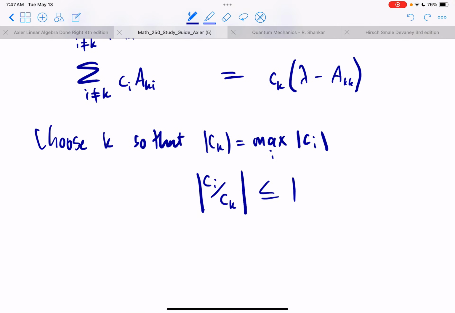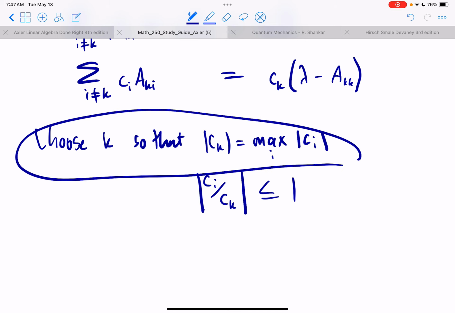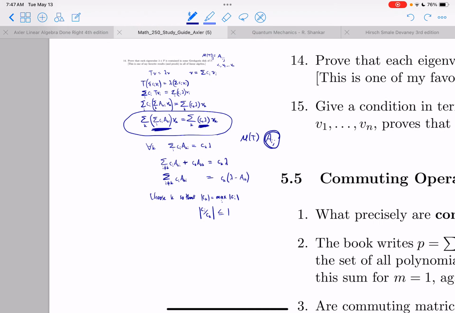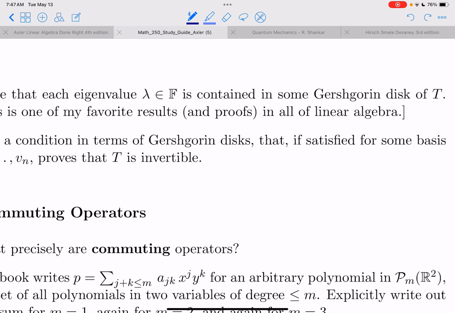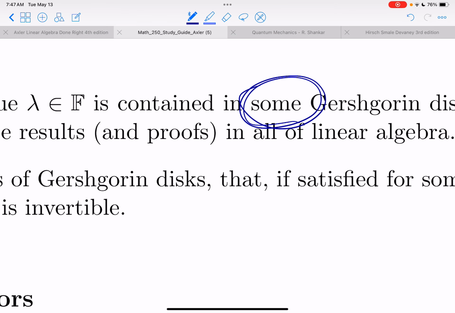What we're going to do here is divide both sides by ck. So first choose k so that it's the maximum. That's why we're only going to get that each lambda is contained in some Gershgorin disk. Which one? It'll be the one that has the biggest coefficient.